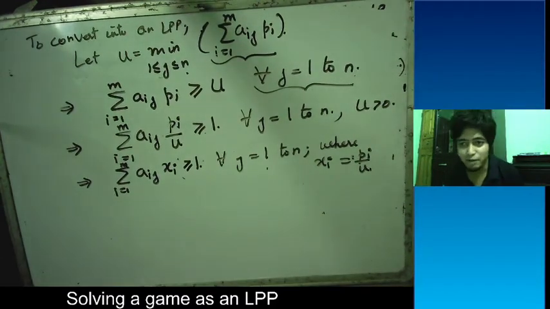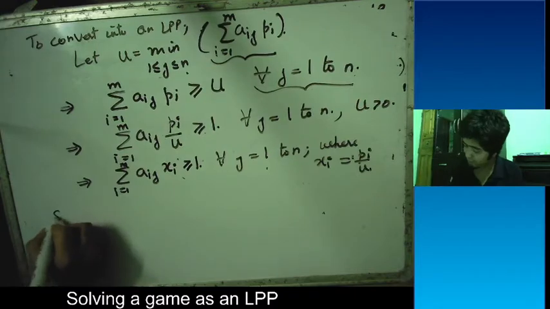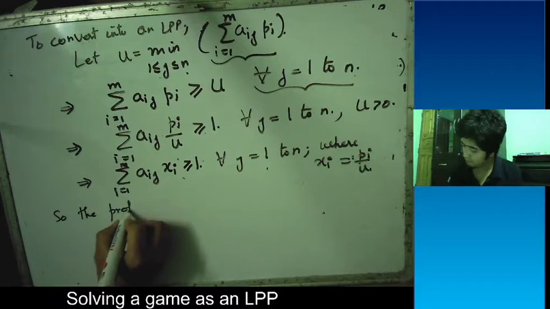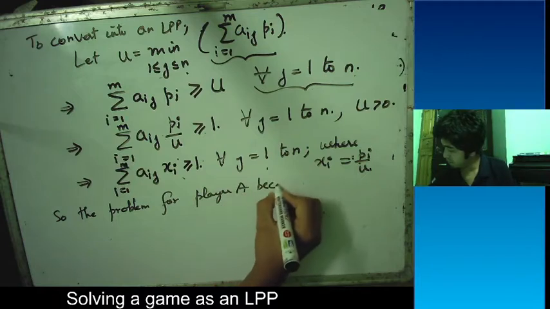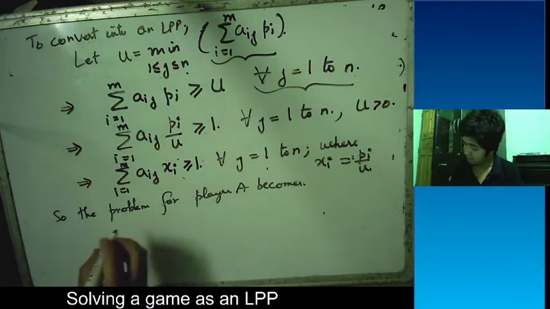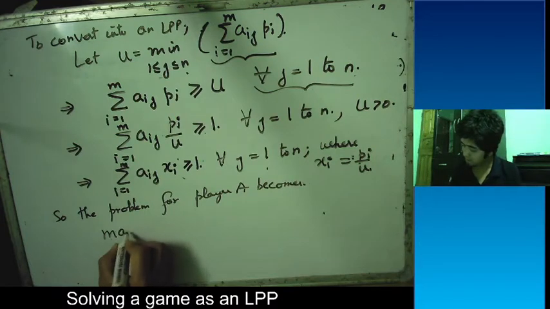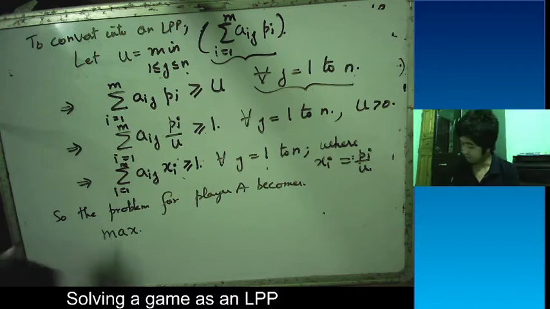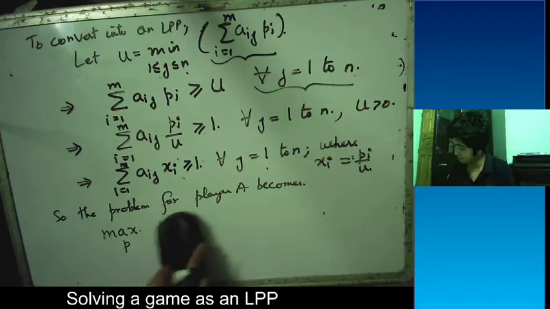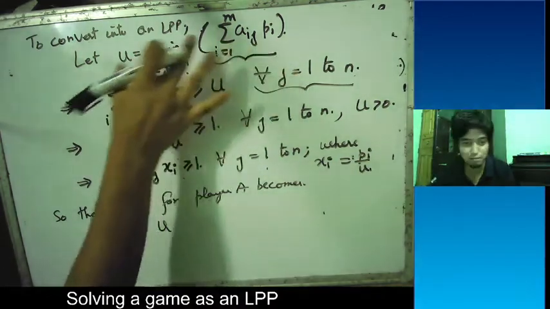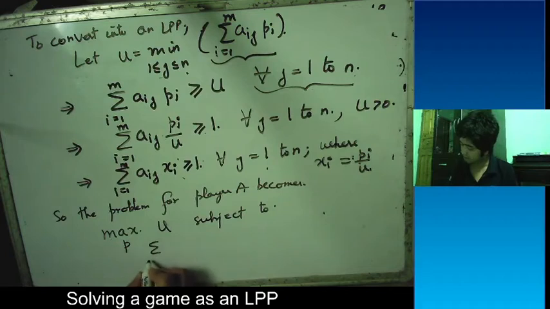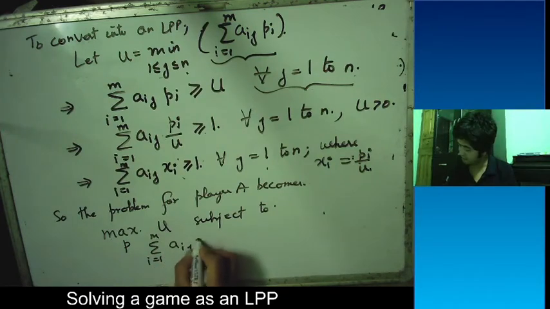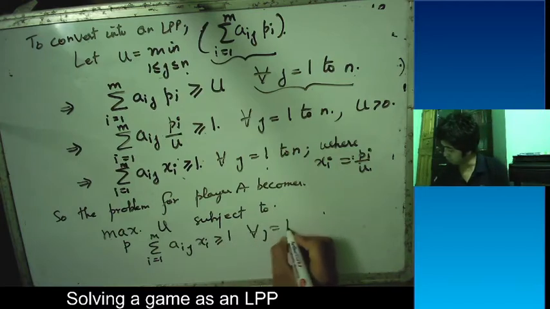Okay, so the LPP, the problem for player A becomes: maximize U, because we have to replace everything by U, subject to summation i equal 1 to m a_ij x_i greater or equal to 1 for all j equal 1 to n.